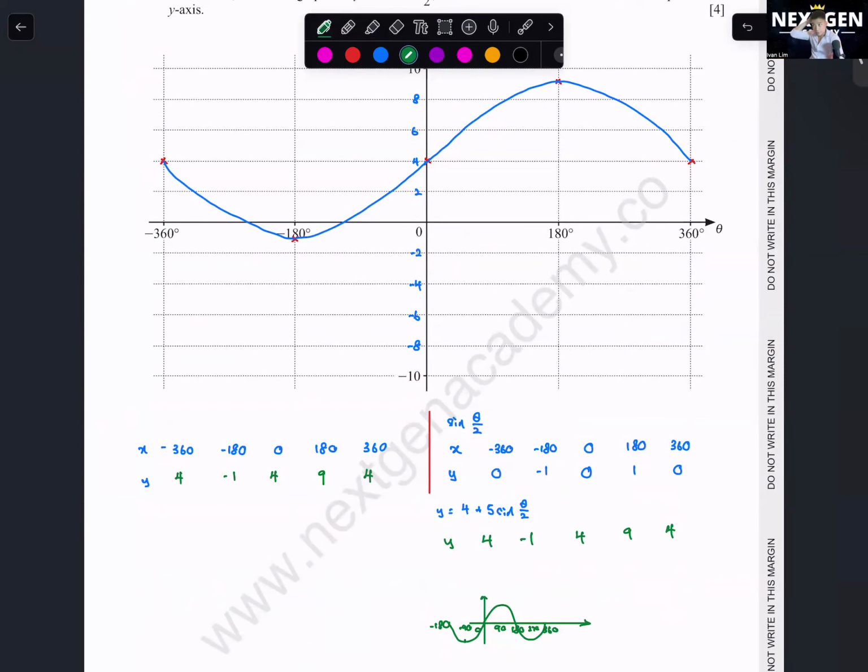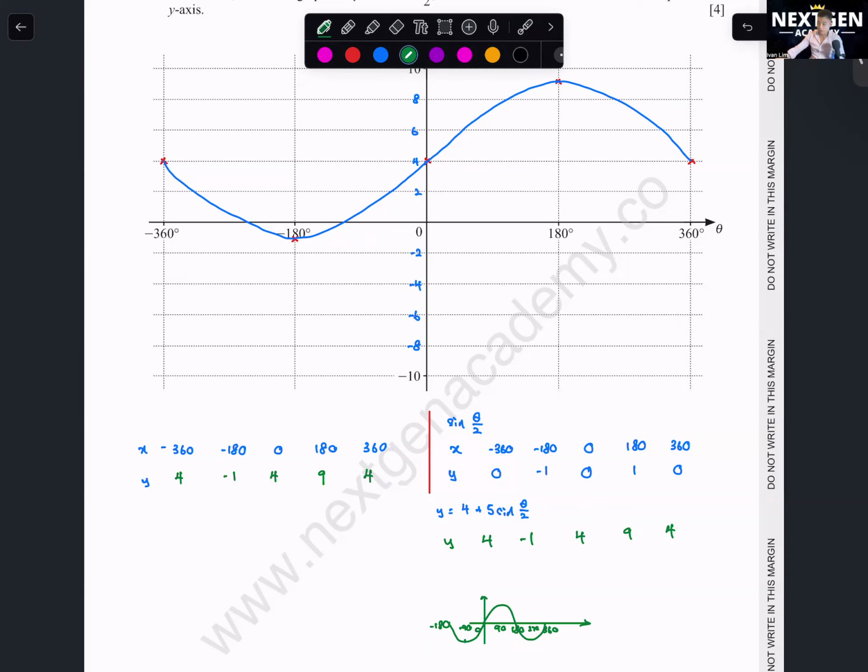This is quite an easy 4-mark question. I think this one might come out in paper 1, so be ready. Special angles and comparing with the original graph.